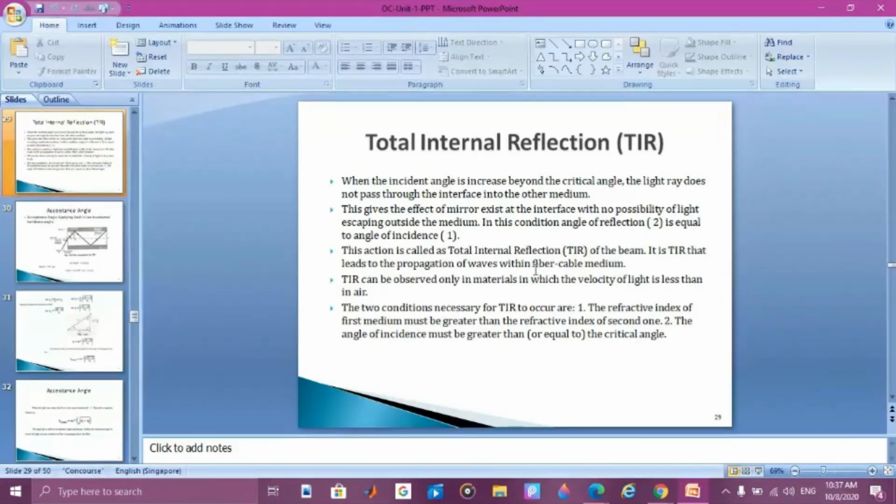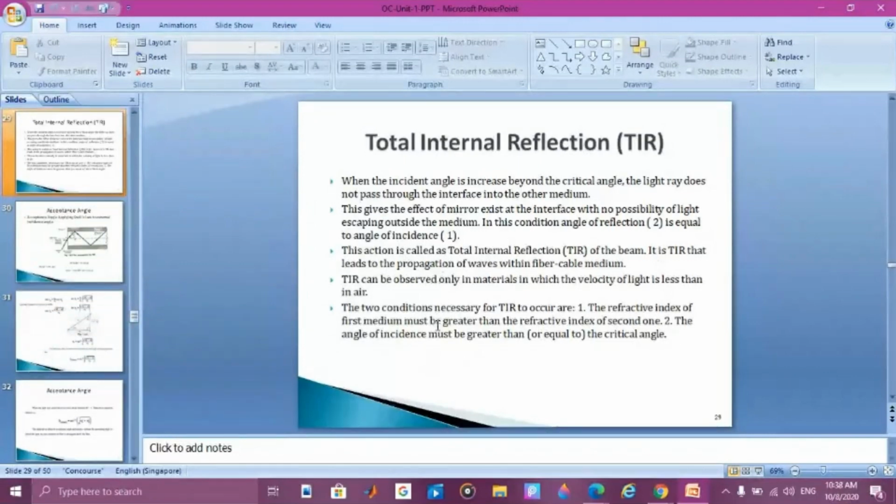Okay, so the whole total internal reflection of the beam happens inside. It is TIR that leads to propagation of waves within the fiber cable medium. Suppose a light wave travels through the fiber; this total internal reflection happens inside the cable itself and does not go outside.